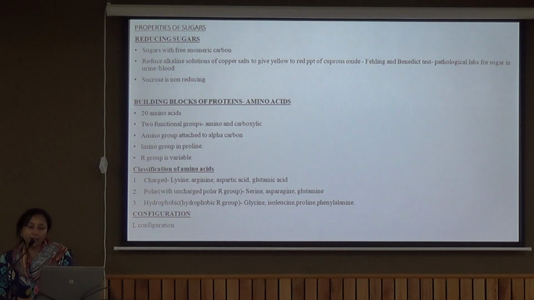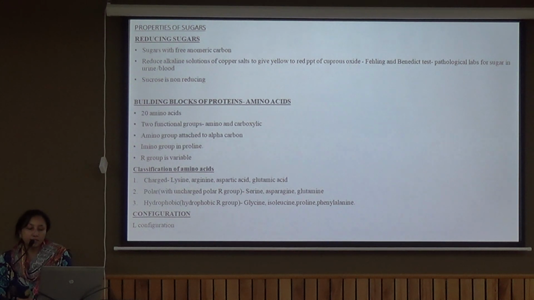Now, how do we classify amino acids? We have charged amino acids, that is having a positive or a negative charge on the R group. We have lysine, arginine and histidine, which are positively charged. There are two which are negatively charged, that is aspartic acid and glutamic acid. Then the second part, we have polar amino acids with uncharged polar R group, that is they are polar but uncharged. Examples, serine, asparagine, glutamine.